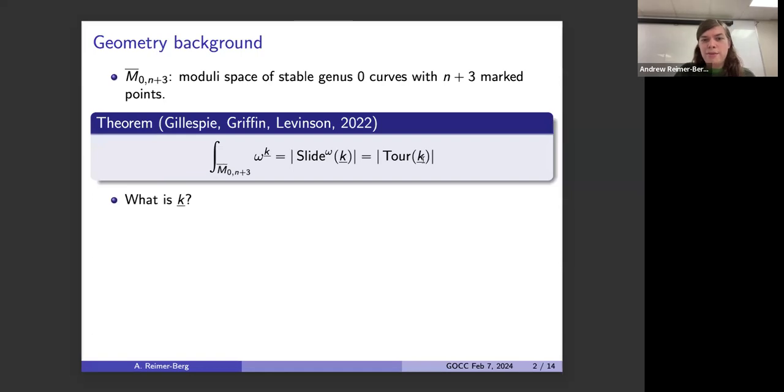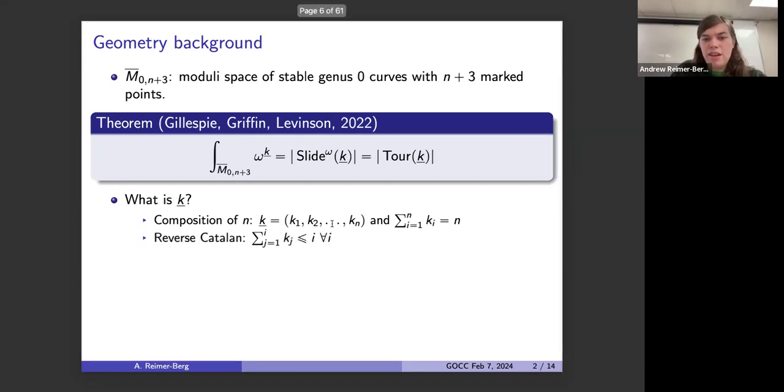Okay, so the first important thing to say is, what is this k here? It is a composition of n, by which I mean it is a tuple with n parts, where the sum of all the parts adds up to n. They're allowed to be 0, but they have to be non-negative integers. And then this composition must satisfy what we call the reverse Catalan condition, which means the first i entries must add up to at most i for all i.